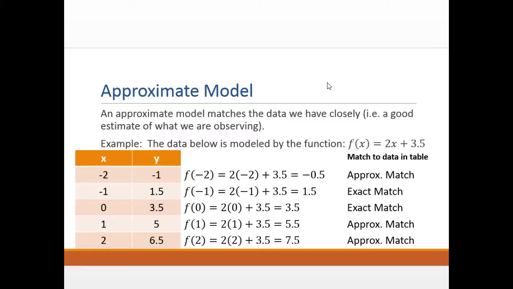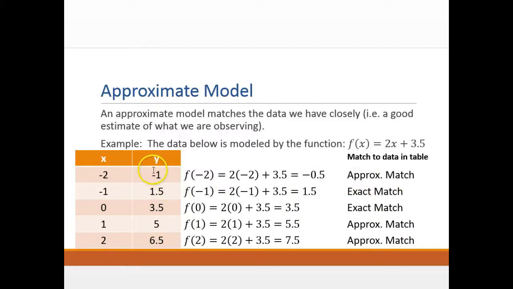This is how an approximate model may occur. This is the function f of x equals 2x plus 3.5. Here are the data points that we observe: (-2, -1), (-1, 1.5), (0, 3.5), (1, 5), and (2, 6.5). If we plug each of these data points in, notice not all of them are exact matches. Only the second one and the third one are. The rest of them are approximate matches.